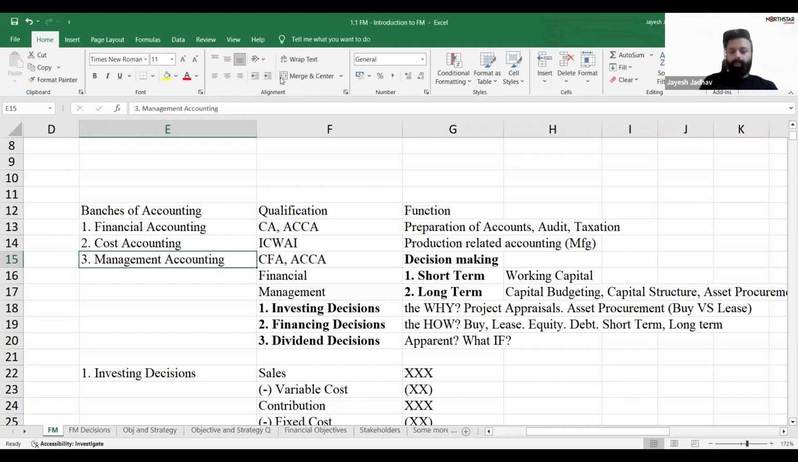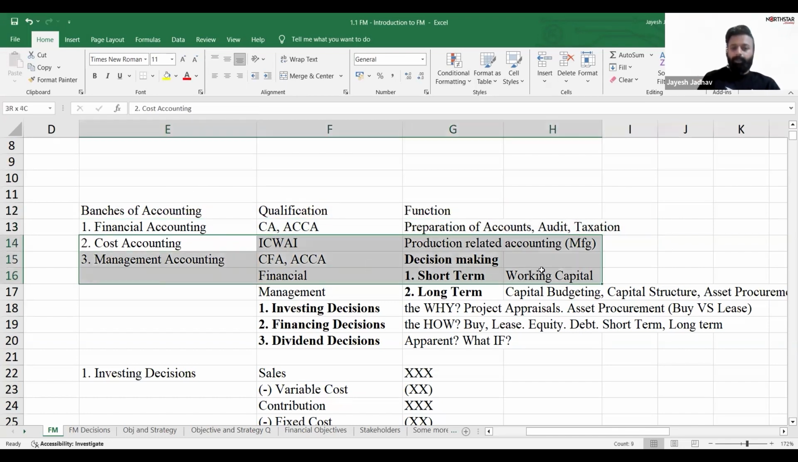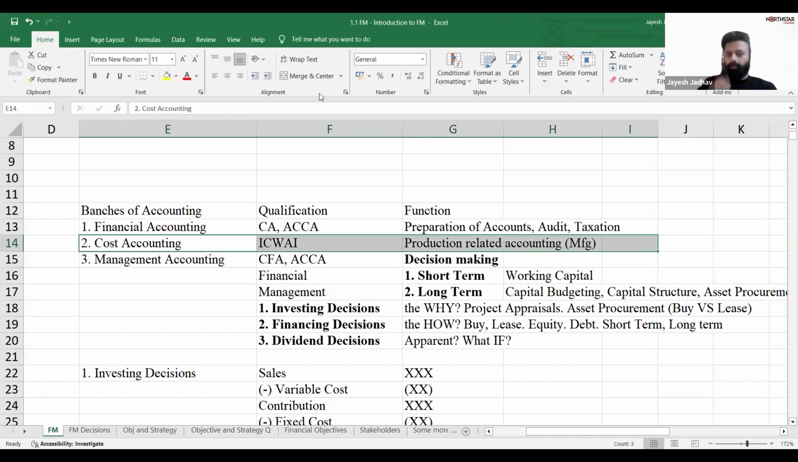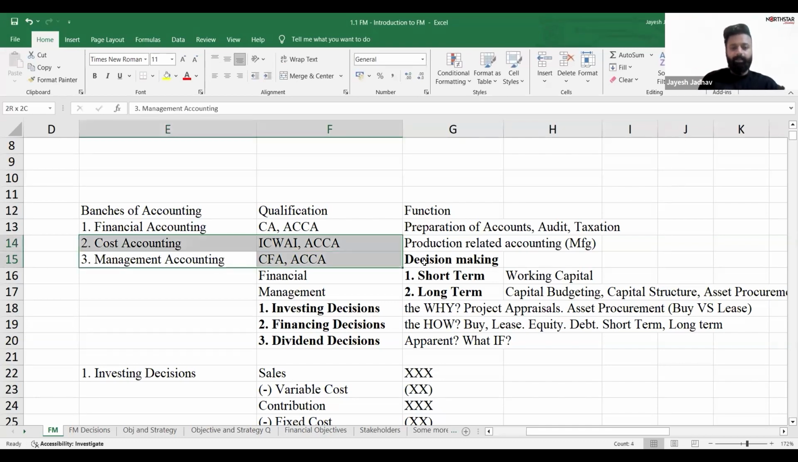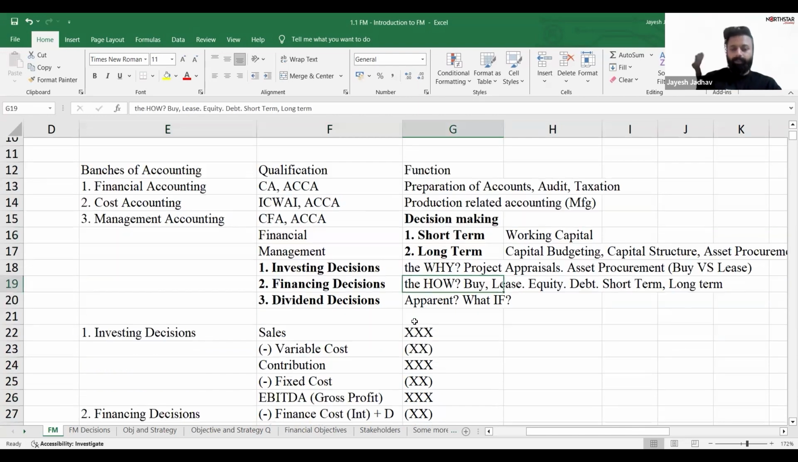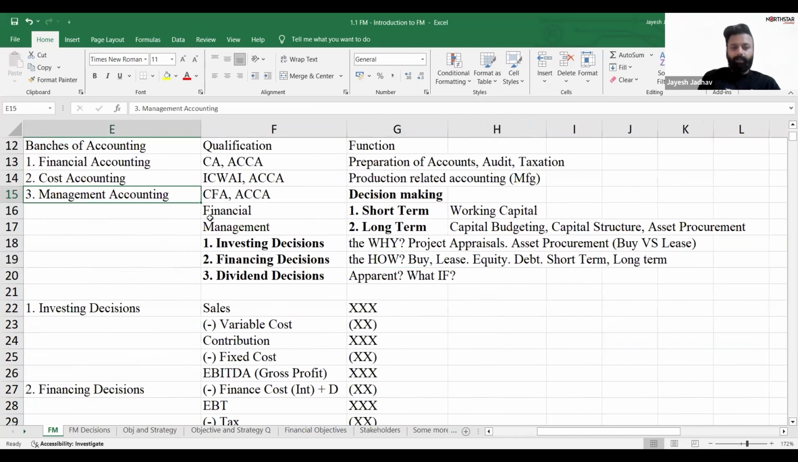The functions you normally enter into are preparation of accounts, audit and tax when it is financial accounting. So ACCA does cover that. Cost accounting, we do have one subject over here, which is performance management and advanced performance management. It's a costing paper, and ACCA as a qualification covers it. But predominantly in India, it is ICWAI, formerly known as, sorry, now known as CMA, Indian CMA. And management accounting is totally about decision making. Now, financial management is an integral part of management accounting per se.